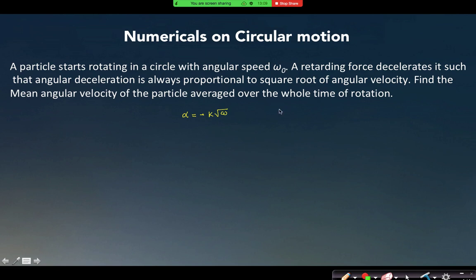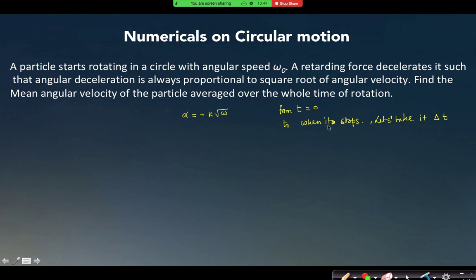Whole rotation, from t equal to 0 to when it stops. When it stops means its omega, or v, will be 0 at that instant. So I have to find that time when it will stop. Suppose this time is, let us assume, delta t. So delta t is the time after which the particle actually stops.